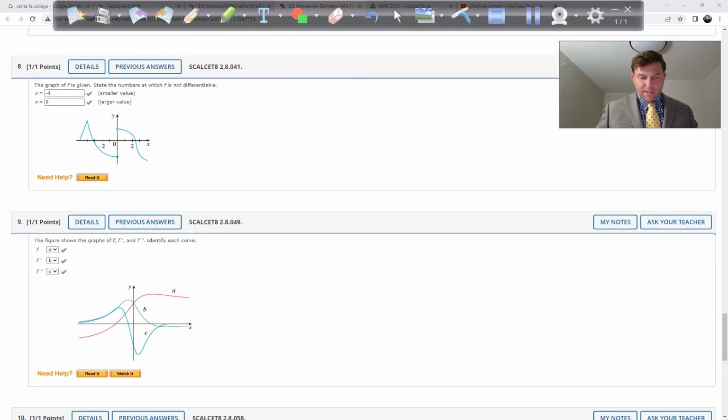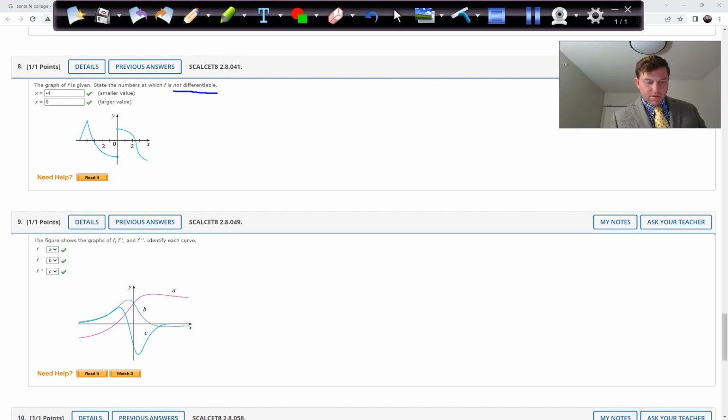Okay, problem 8 is not too bad. It's going to say the graph of f, state the numbers at which f is not differentiable. We can't take derivatives of sharp corners. We saw that earlier. So it's not differentiable there, which is at negative 4. And we can't take derivatives of gaps. So that's x of 0. So we can't take a derivative at x equals negative 4 and x equals 0 because of the sharp corner and the gap.